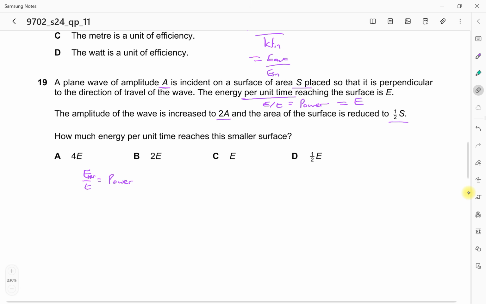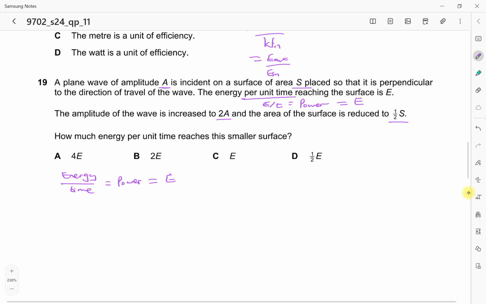I have to make this because E has already been taken away from us. I'll use the full word: energy divided by time is the same as power. So this has been given as E. Energy per unit time is power, which has been given as E.